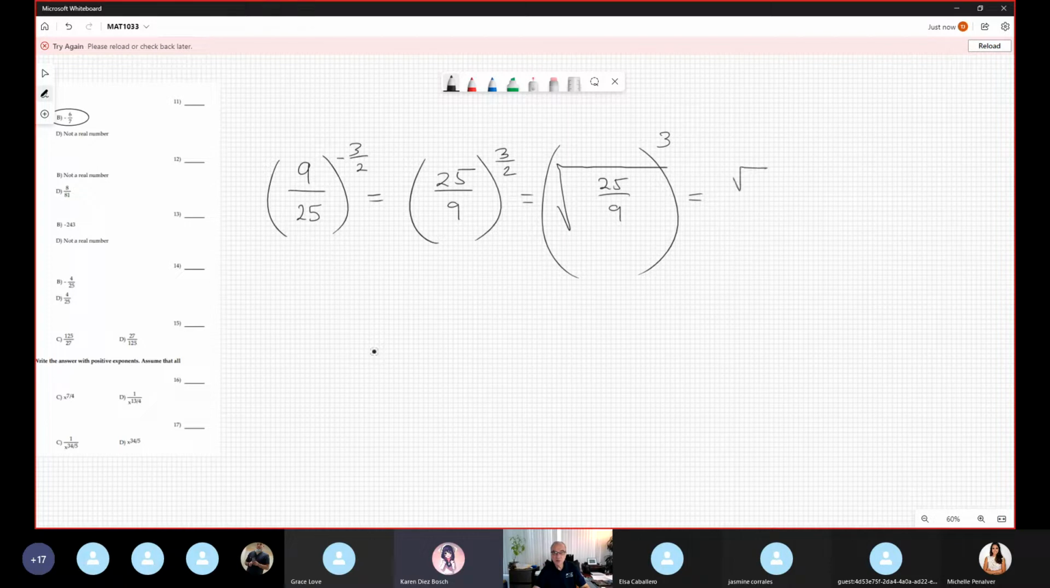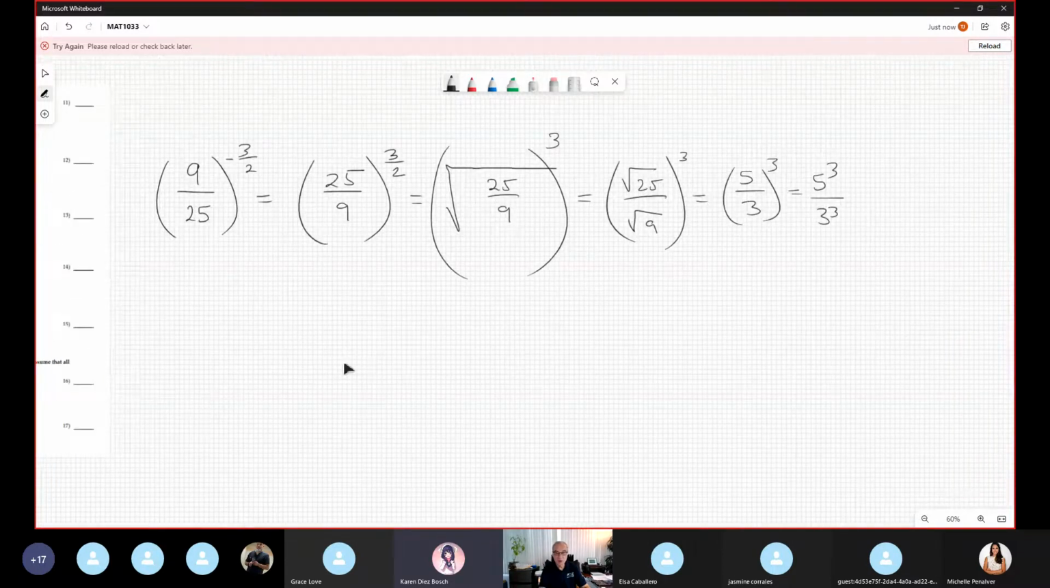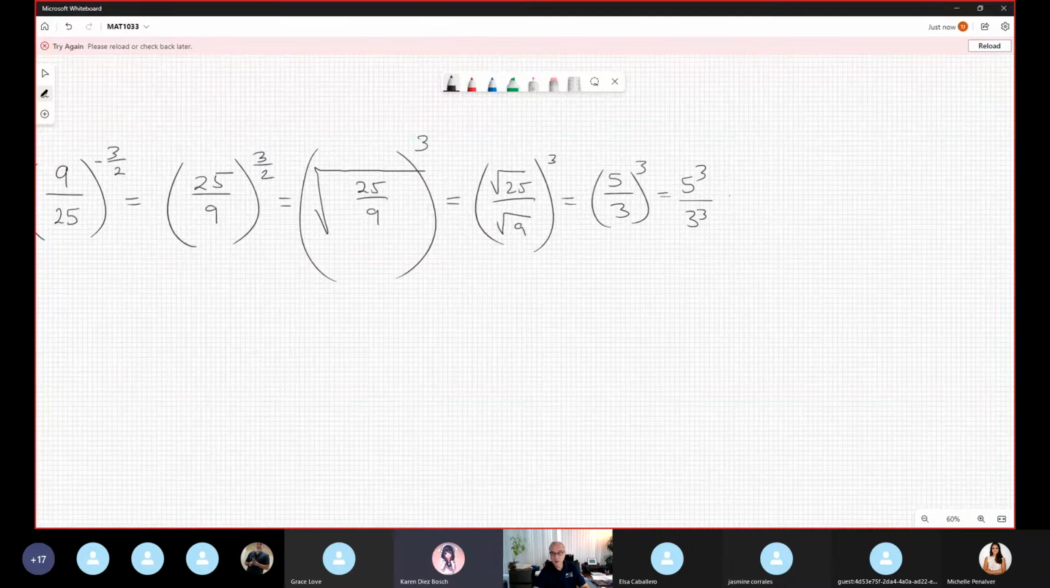In the fraction, I separate the square root of 25 and the square root of 9, cubed. Classical. Separate numerator and denominator under the root. The square root of 25 is 5, the square root of 9 is 3. Now we have 5 cubed and 3 cubed. 5 cubed is 125 because 5 times 5 is 25.